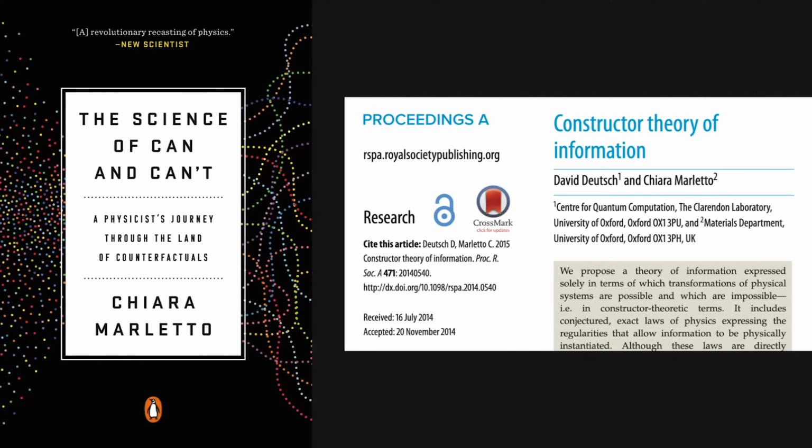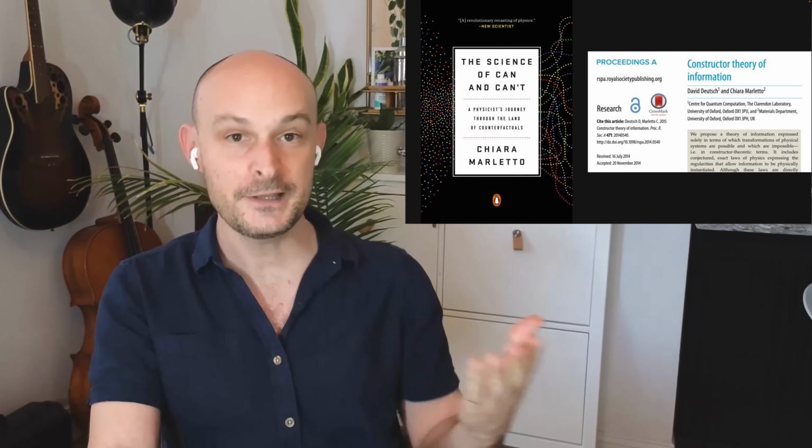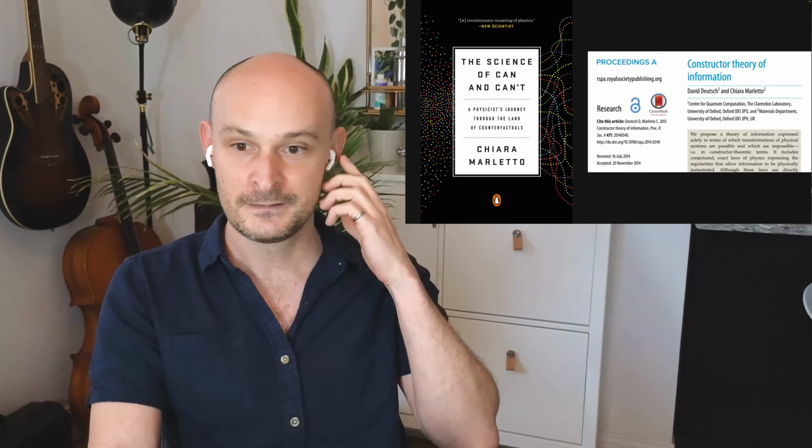And on the right is a detailed technical version of this material, far more technical than I'm going to present, called The Constructor Theory of Information, published in the Proceedings A of the Royal Society, and it was co-written by David Deutsch as well as Chiara Merletto. So this is a variation on a theme by Chiara.